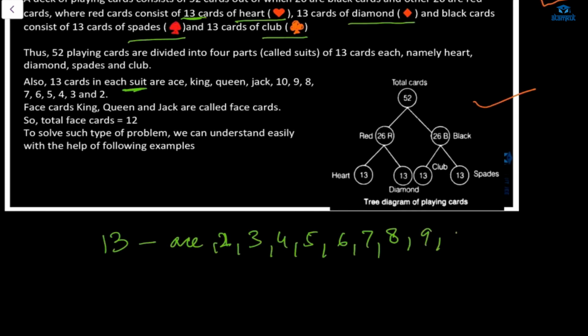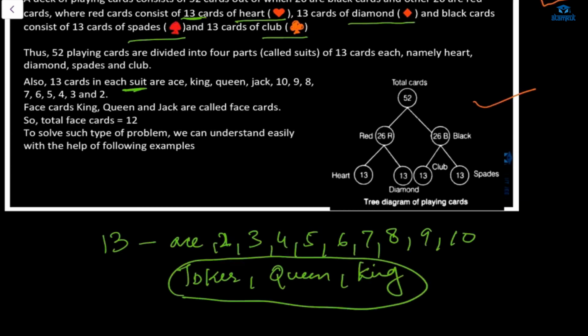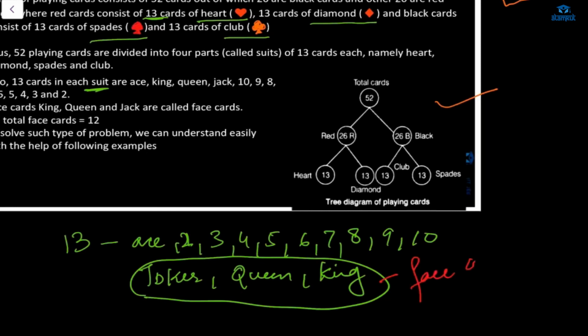Okay, and then the rest 3 cards, you will be having a jack, queen, and a king. And these 3 cards are called the face cards also. Okay, we call it face card also. So in total we are having 12 face cards in a pack of whole 52 cards.